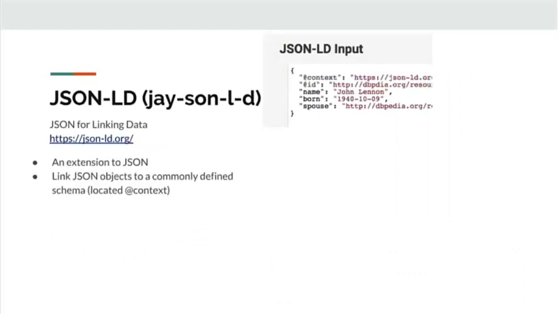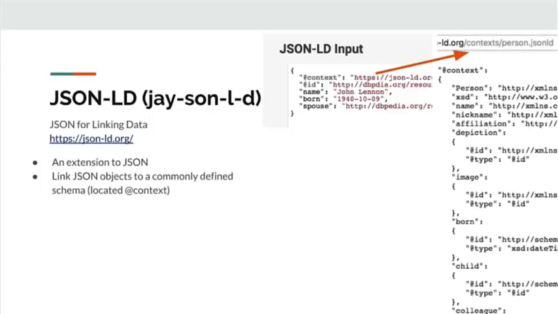Then we have JSON-LD. This is linked data JSON, and basically it's an extension of JSON, and it basically allows you in your JSON object to specify a schema. We've come full circle. We're using two different things. So basically in your JSON-LD, you can put this context, which is a URL to another JSON object, which defines the schema of that JSON.